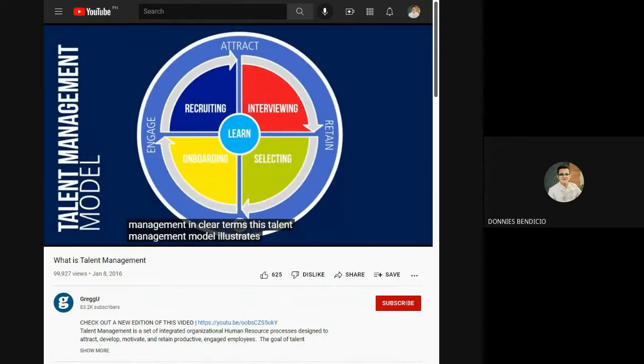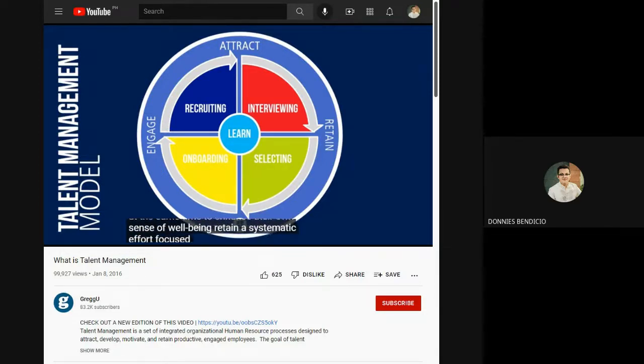This talent management model illustrates key processes to ensure organizations attract, retain, and engage talented staff. Centered on learning, the processes of recruiting, interviewing, onboarding, and selecting are all major components of talent management. The talent management model is built on the premise that we must attract, retain, and engage employees at all times through all decisions. Let's define each of these three fundamental elements of talent management. Attract, identifying and persuading the right people at the right time for the right reasons. Engage, the extent to which employees are committed to their organization's goals and values, motivated to contribute to organizational success, and the ability at the same time to enhance their own sense of well-being.